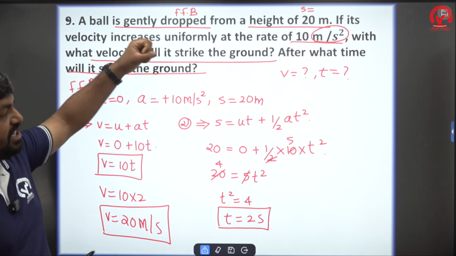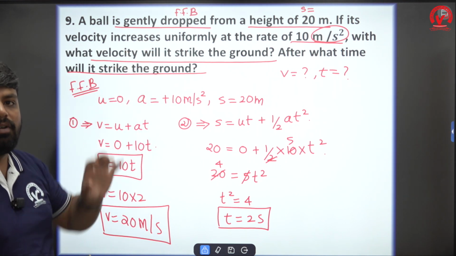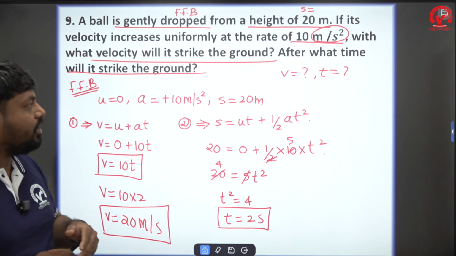So consider this: gently dropped from the height. Gently means what? It is just releasing the body, just releasing the ball.